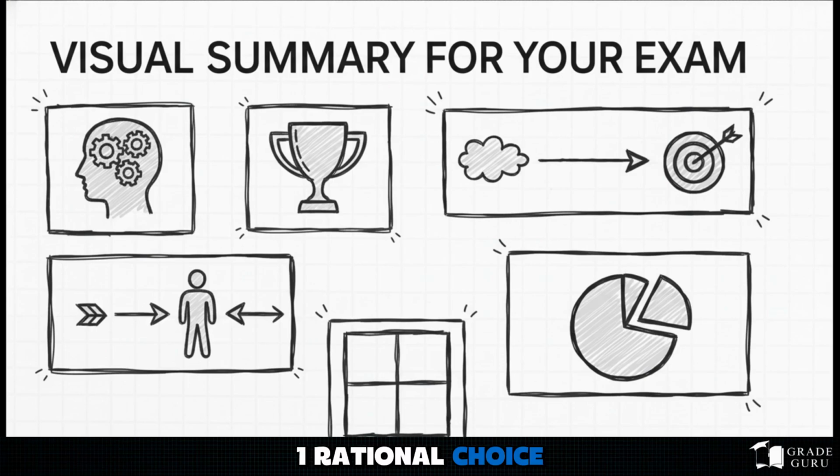Before we wrap up, let's quickly hit the key takeaways for your exam. 1. Rational choice is all about individuals logically acting in their own self-interest. 2. Thick theories are better for making predictions than thin ones. 3. The median voter theorem shows why parties move to the political center.